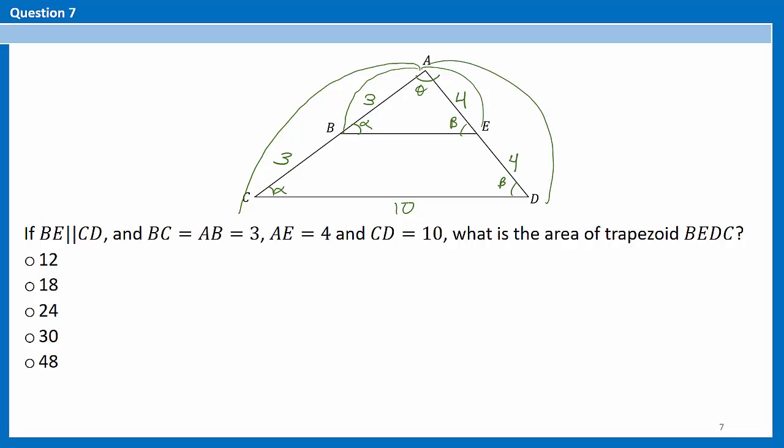And since 10 is the length of CD in the big triangle, that means that in the smaller triangle, it corresponds to 5. Now, I have the lengths 3, 4, and 5, but I don't know if this angle is 90 degrees.